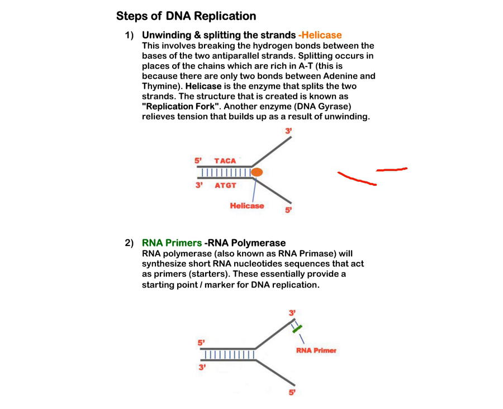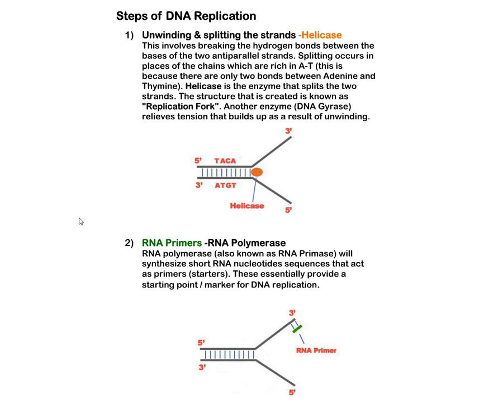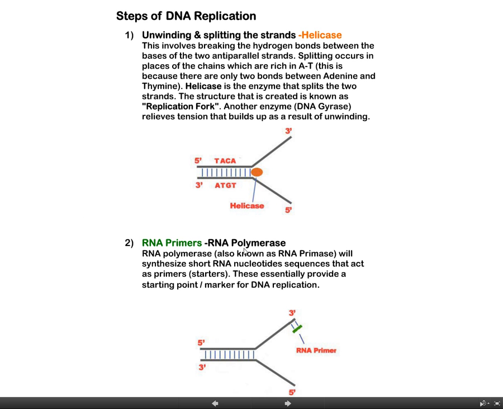So let me get rid of my arrow. Okay, so the next step is that we need to make a little starting flag, is the best way I can describe this. RNA polymerase, and if you remember, RNA polymerase is the RNA piecing together enzyme, also sometimes referred to as RNA primase. This will make a very short complementary sequence, complementary to the start of the DNA here. And so it provides a starting point for DNA replication.